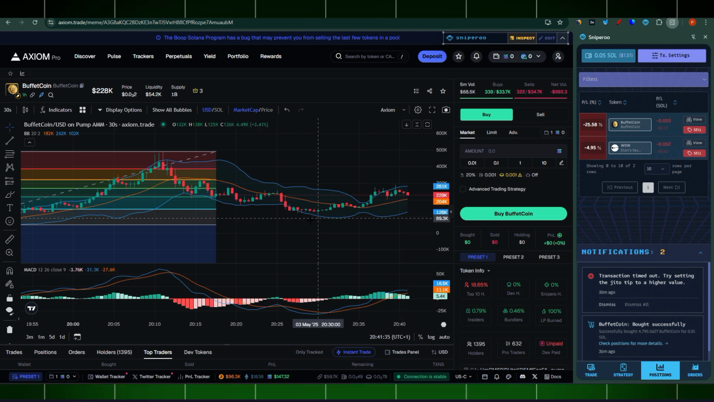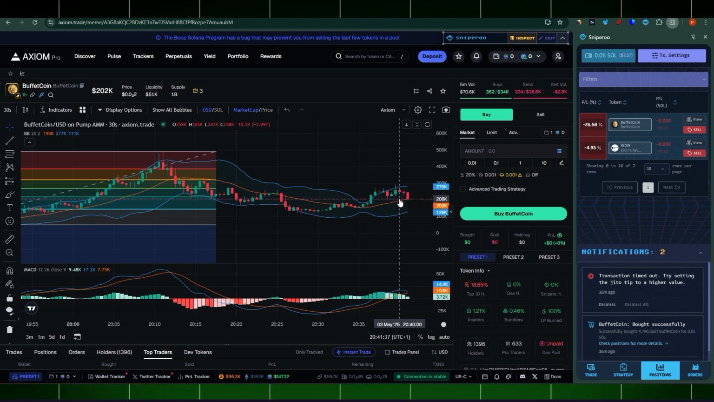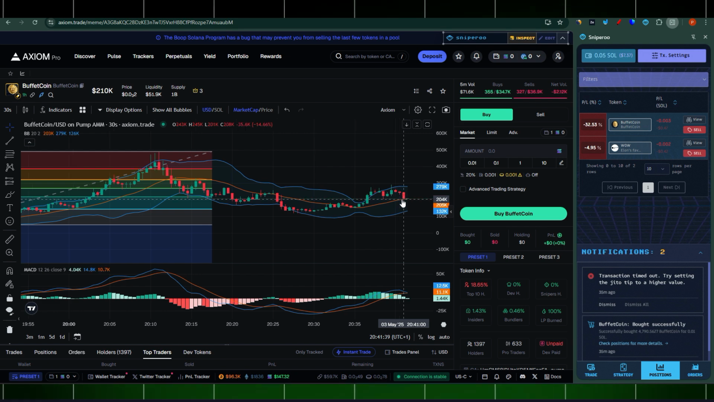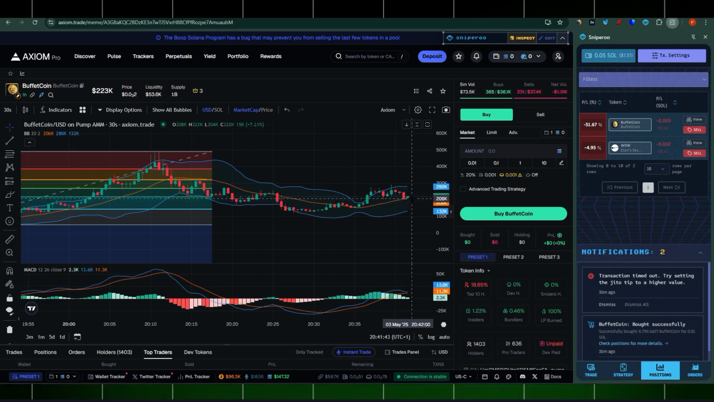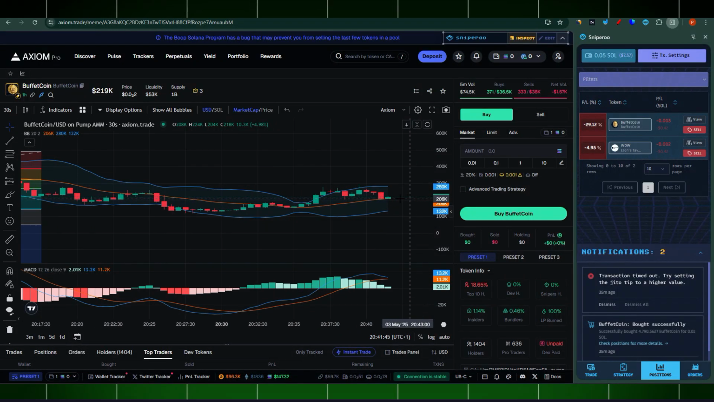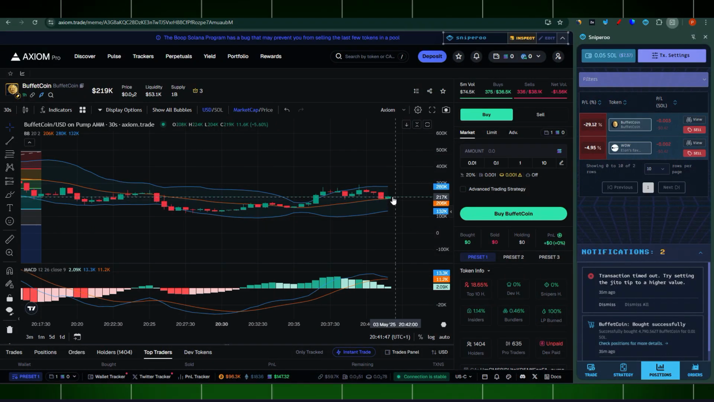They were fighting, and then they finally bounced back. Now we've got a very similar situation here. They are fighting, buys against the sells. Look what's happening here. They are holding this line, this golden ratio line.